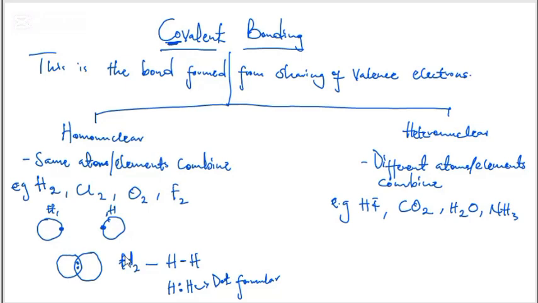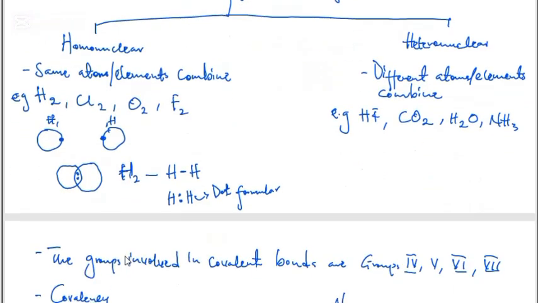Let's look at another scenario. Let's say oxygen. Oxygen has 6 atomic electrons: 1, 2, 3, 4, 5, 6. So these 2 are unpaired. What happens when another oxygen comes with 6? 1, 2, 3, 4, 5, 6. So these 2 are unpaired.